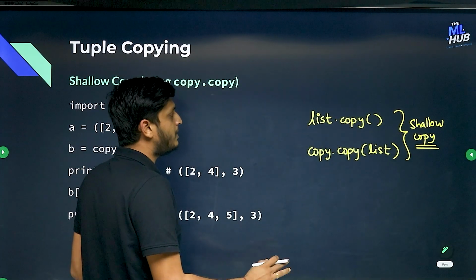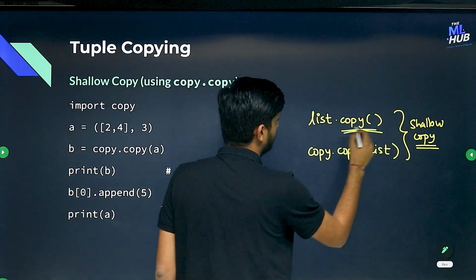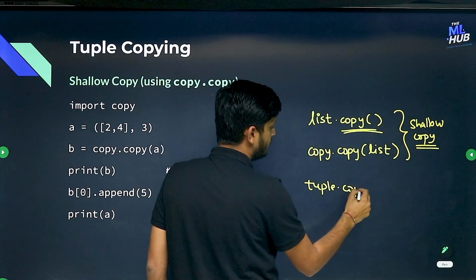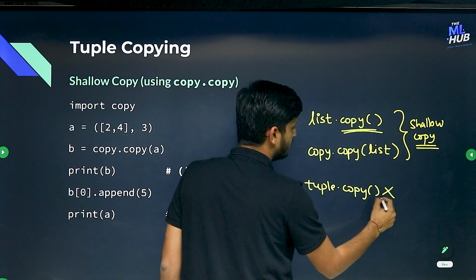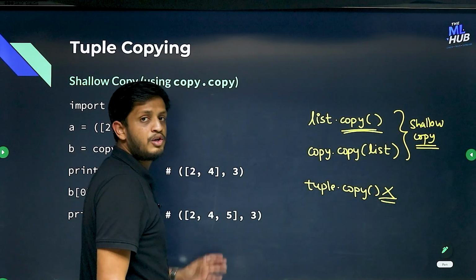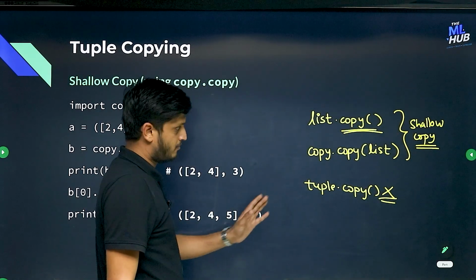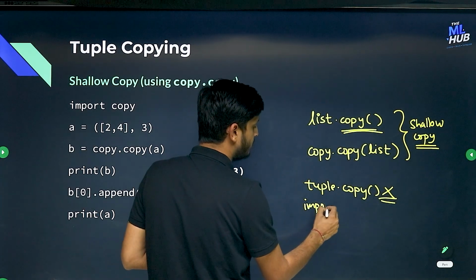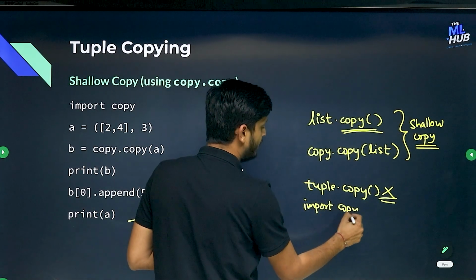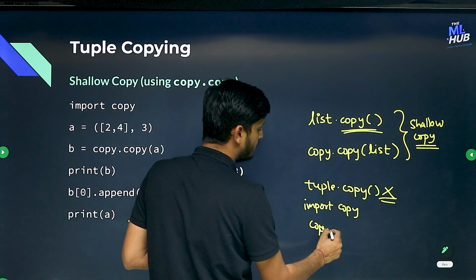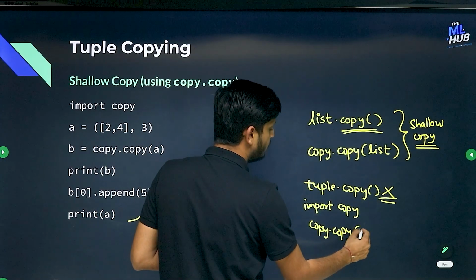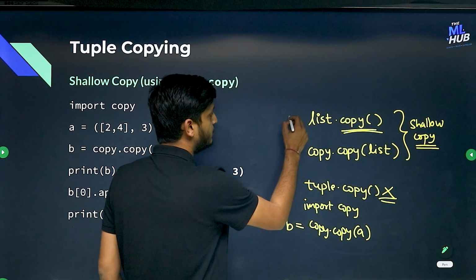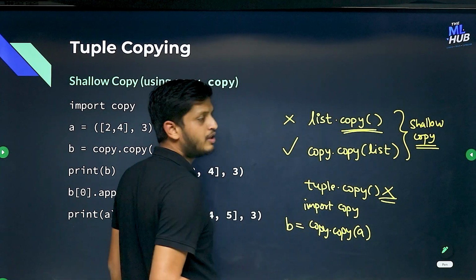Right? Tuples do not have a copy function at all. So tuple.copy does not exist. A tuple does not support the copy function for shallow copying. So if you want to create a copy of a tuple, you have to use the copy library. You have to first import the copy library, and then you can use copy.copy, and then you can pass any tuple to it and assign it to another variable. This will create a shallow copy. So this is not available in tuples. This is available for tuples.